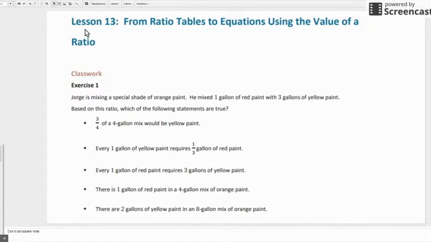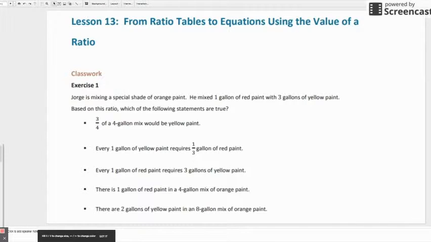All right, hello students. Today we're moving on with lesson 13, from ratio tables to equations using the value of a ratio. Here you go, exercise 1. George is mixing a special shade of orange paint. He mixed 1 gallon of red paint with 3 gallons of yellow paint. Based on the ratio, which of the following statements is true?